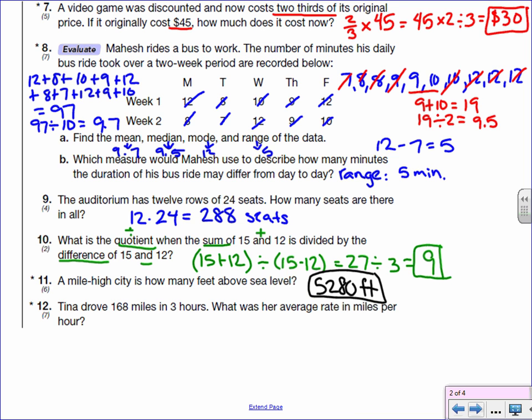Tina drove 168 miles in 3 hours. What was her average rate in miles per hour? When they say miles per hour, what that means is miles divided by hours. And that's our clue that we're going to take the number that they give us for miles and divide it by the number that they give us for hours.